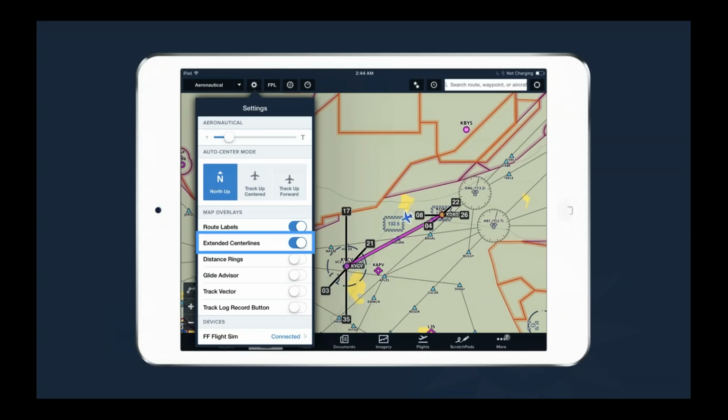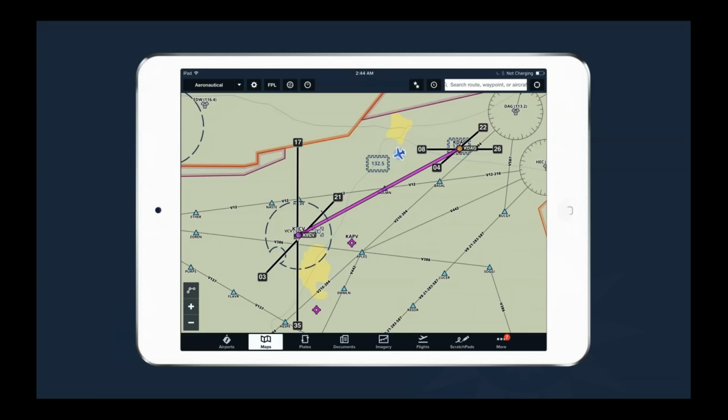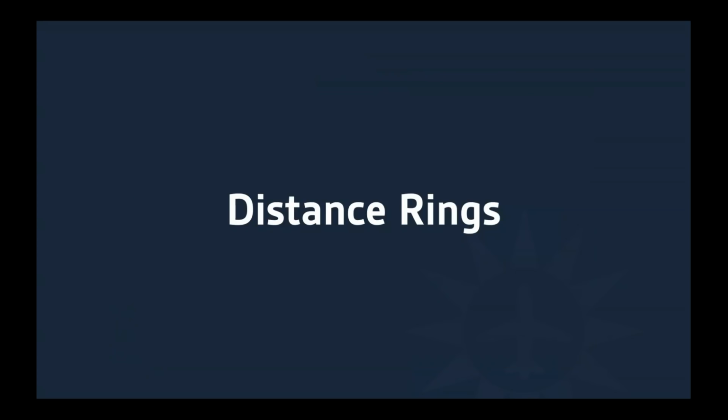Let's talk about extended center lines first. If I turn extended center lines on, I'm going to get sort of protruded runways that extend out from the center lines of any of the airports that I have in my route. Here's a zoomed in view of what that looks like. This is something I fly with all the time. I think it's really handy to have it. It helps you situate yourself a little bit easier, and it really enhances the situational awareness when you're coming into an airport. So that's extended center lines, something I highly recommend.